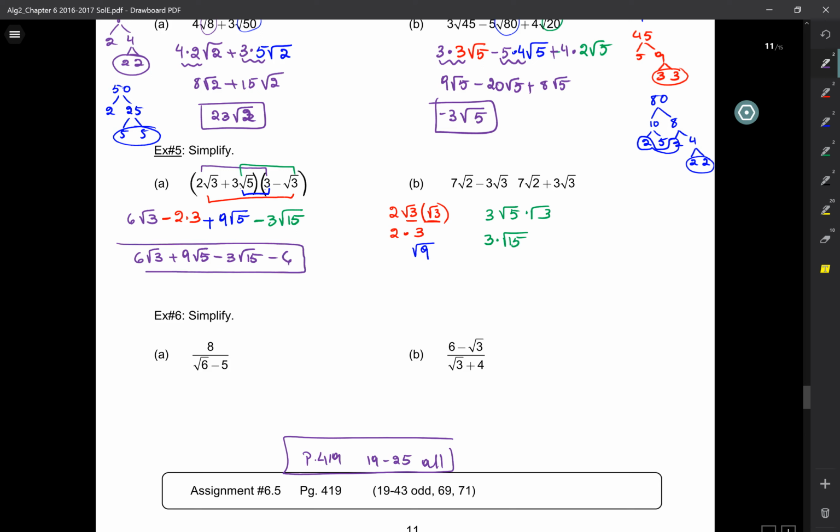Here we go. You can't add any of those roots, right? Because it's a root 3 and a root 5 and a root 15. So you just leave it the way it is. All right, let me clear some room here for the other one.